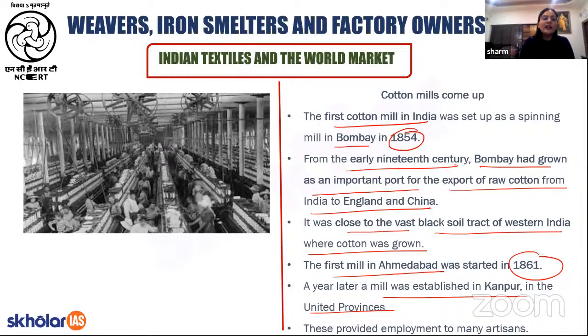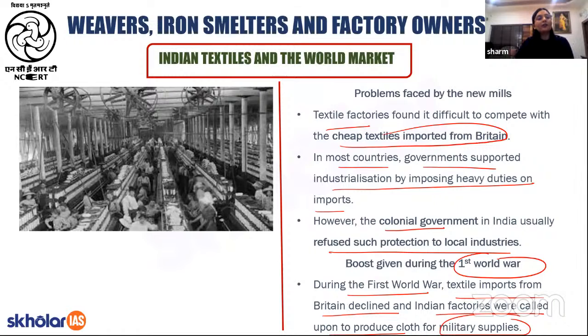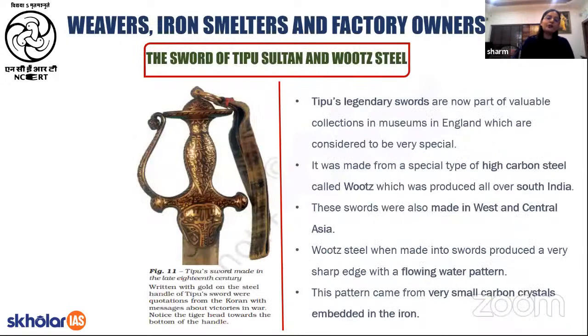After that, students, I had told you the coming of the factories in our country, particularly in the textile sector, wherein the first mill was set up in Bombay in 1854, and then many other factories came up. Finally, students, we had understood what the problems were that were faced by the new mills and how the First World War gave a boost to the Indian textiles, again in the domestic as well as the international market. So students, with this, we have completed our discussion on the textile industry of our country.